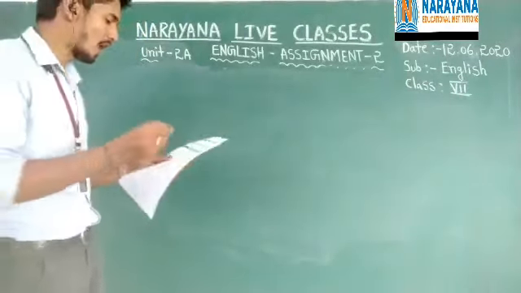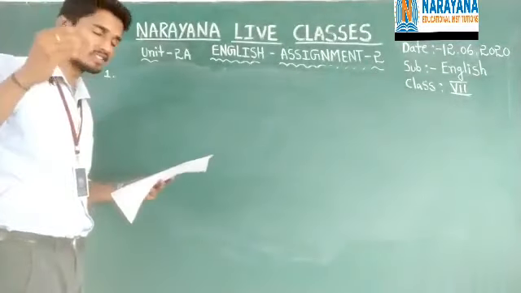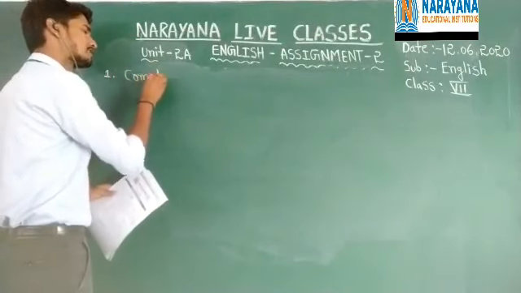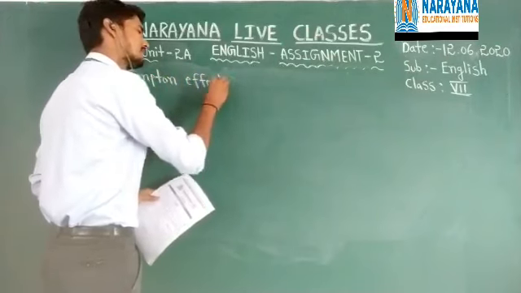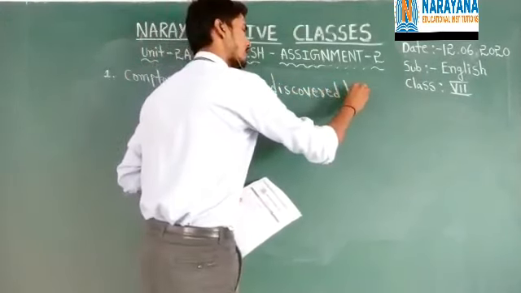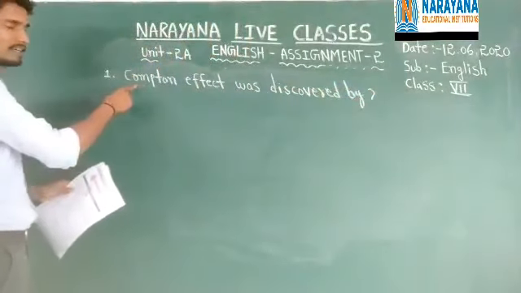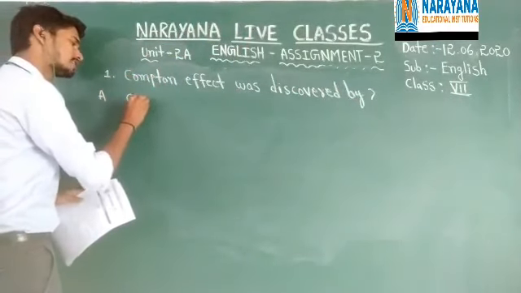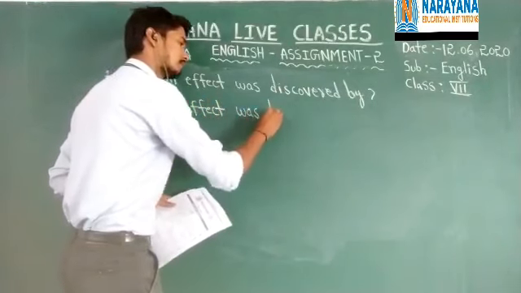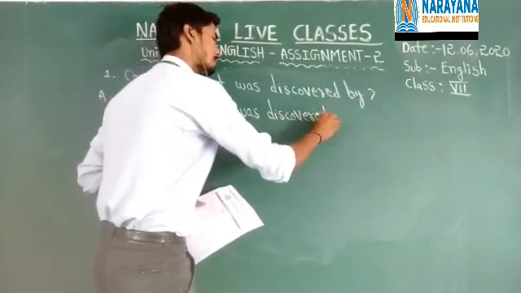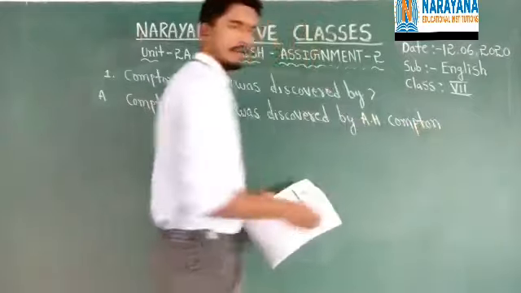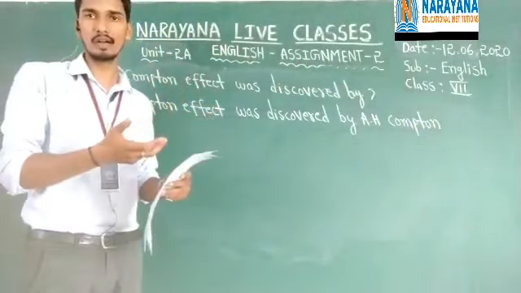Here the first question goes like this. It's very easy and it's a general question, and you can get the answer directly from the passage. It is a very short question: Compton effect was discovered by. The name is suggesting the answer. Compton effect was discovered by A.H. Compton. The answer is very simple. You can even write a one word answer, but if you frame a sentence, that looks good and you can get the full marks there.